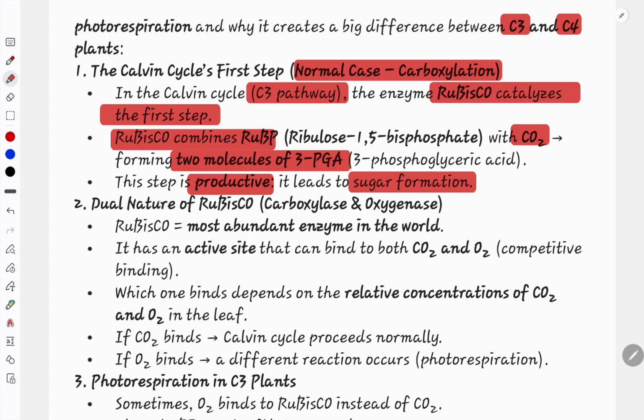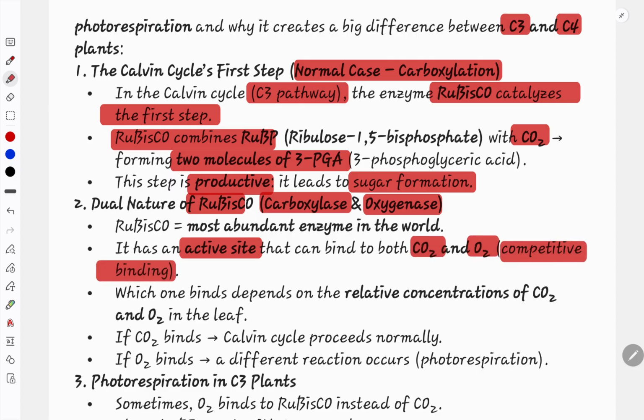But Rubisco is a dual nature enzyme. What do you mean by that? Rubisco acts as both carboxylase and oxygenase. Something about Rubisco: it is one of the most abundant enzymes on the earth. It has active sites that can combine with CO2 and O2. It has competitive binding. Competitive binding means if the amount of one exceeds the other, that molecule which is in excess will combine with the Rubisco.